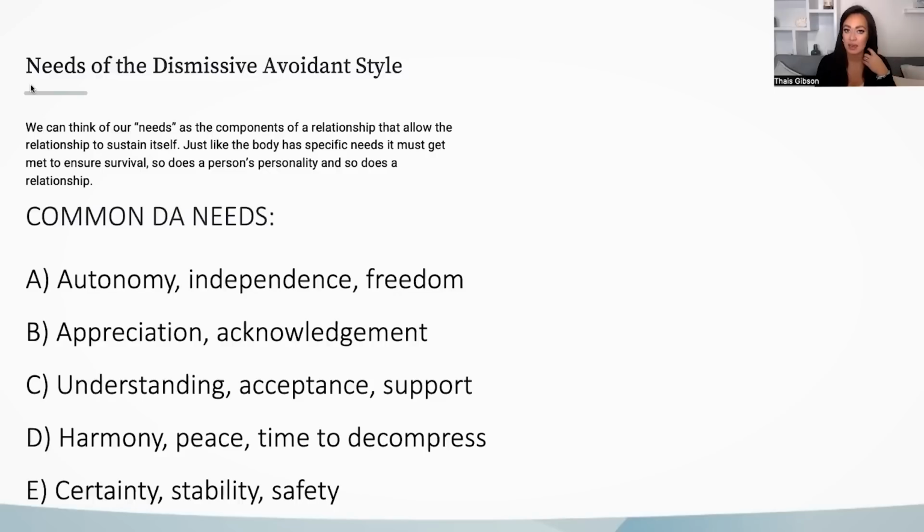Again, this is not me saying don't take accountability as a DA for having this style and do that work. Of course, that's a huge part of healing and relationship success.